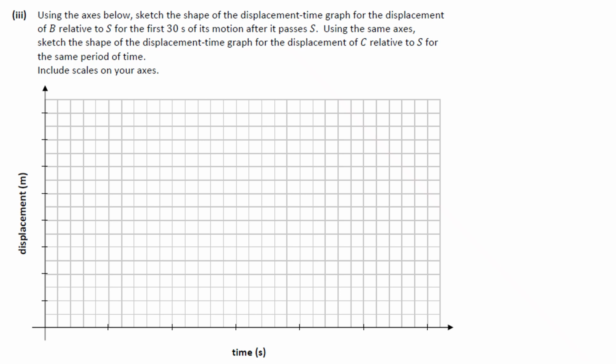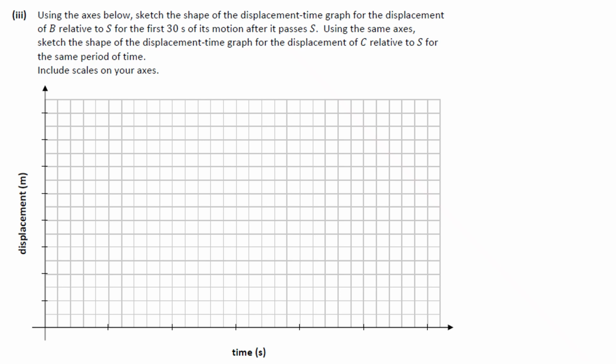So using the axes below, sketch the shape of the displacement time graph where the displacement of B relative to S for the first 30 seconds of its motion after it passes S. Using the same axes, sketch the shape of the displacement time graph where the displacement of C relative to S for the same period of time. Include scales in your axes.